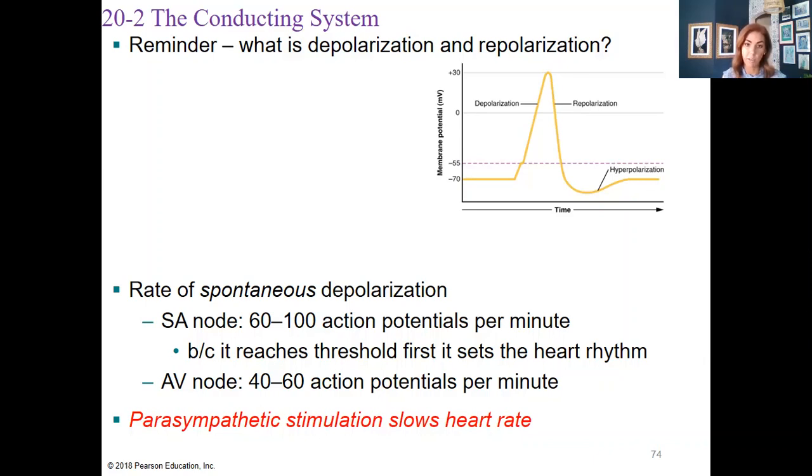The AV node can also spontaneously depolarize, but because the SA node depolarizes and gets to threshold faster, it's the one that usually sets the tone, which is why we call it the pacemaker of the heart. If the SA node is damaged for any reason, then the AV node does have the capacity to take over. But as you can see, since it beats slower, that means that the heart rate is going to decrease.